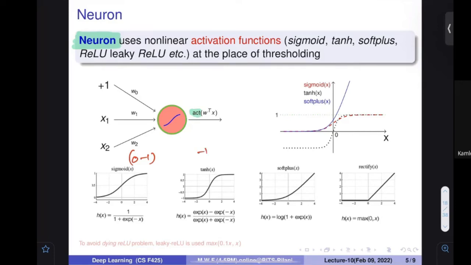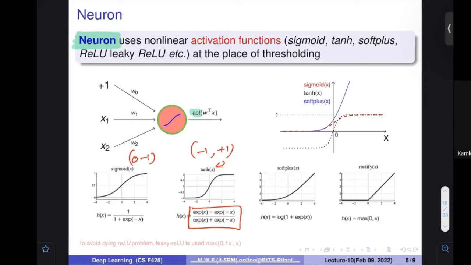Sometimes the classification is into +1 and -1. In those cases, you can use another function called the tanh function, which is defined as exp of x minus exp of minus x divided by exp of x plus exp of minus x. It gives you the output in the range of -1 and +1, and this is a better choice for the activation function in many cases when the two classes are -1 and +1.